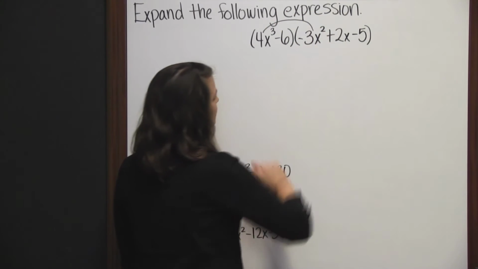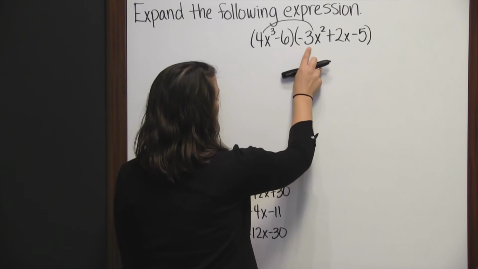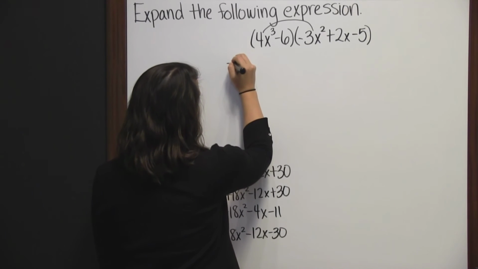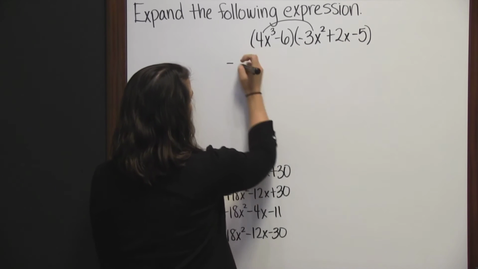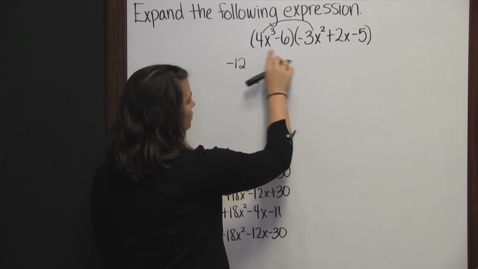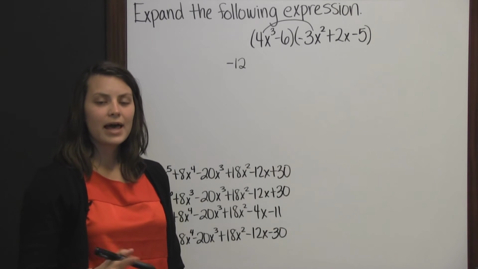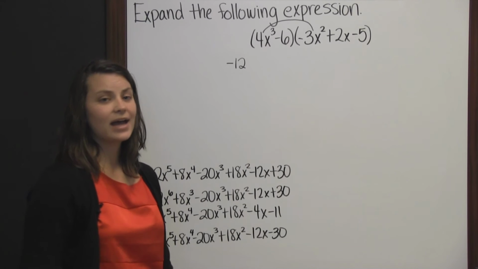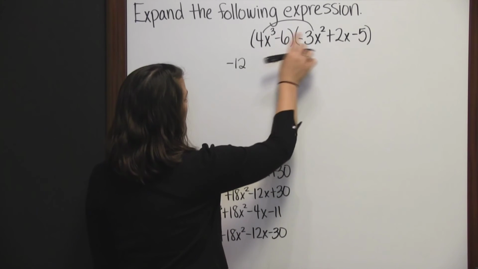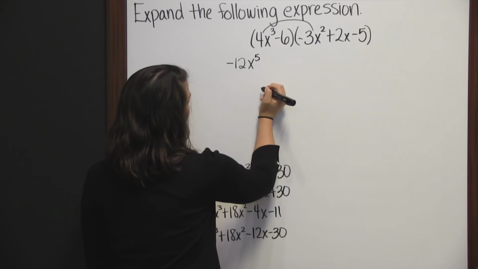4x cubed times negative 3x squared. That's a positive times a negative, which is a negative. 4 times 3 is 12. X cubed times x squared, when we multiply like bases, we add the exponents. So 3 plus 2 is 5. That's x to the 5th.